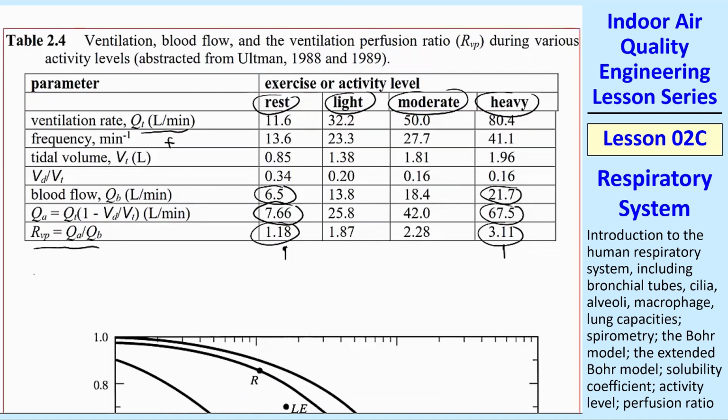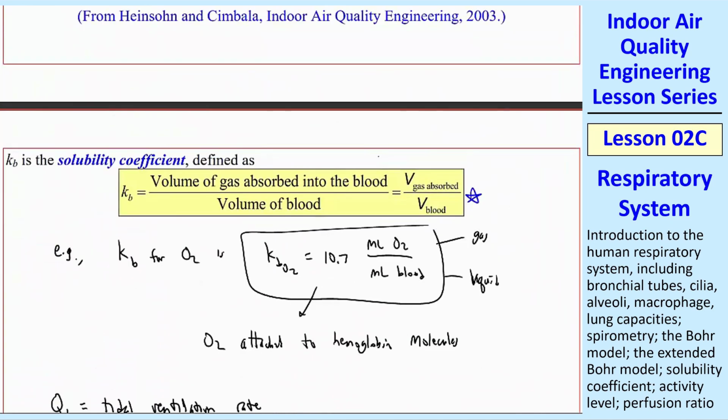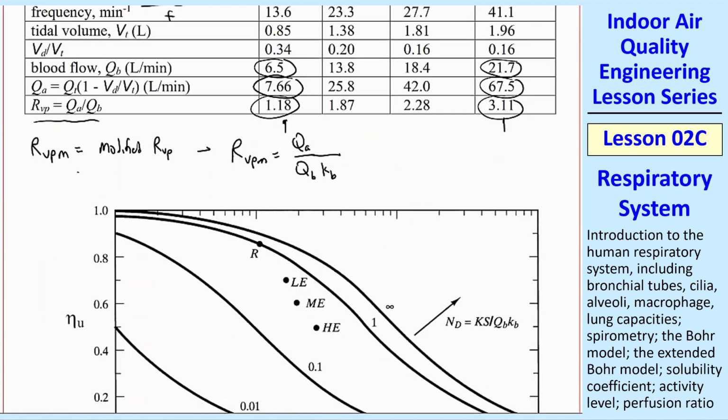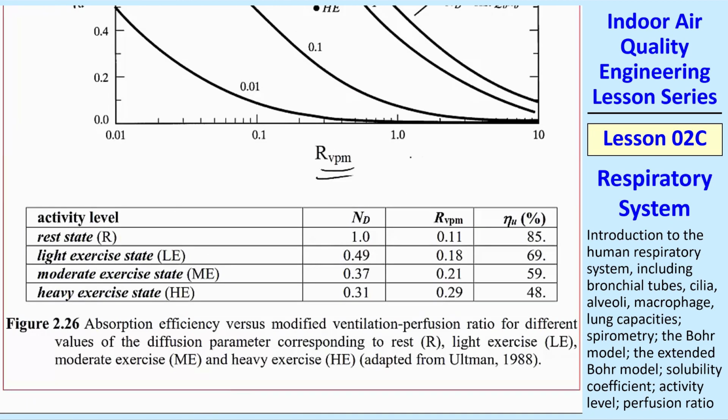What we often do is define an RVPM. It's a modified ventilation perfusion ratio, and that's equal to QA over QB like it was before, but we also put KB in the denominator. This solubility coefficient is the volume of gas absorbed into the blood over the volume of blood. So we put that into the ventilation perfusion ratio to make a modified one. And so that's what we sometimes plot, for example, this figure from the textbook also. So that comes in handy.